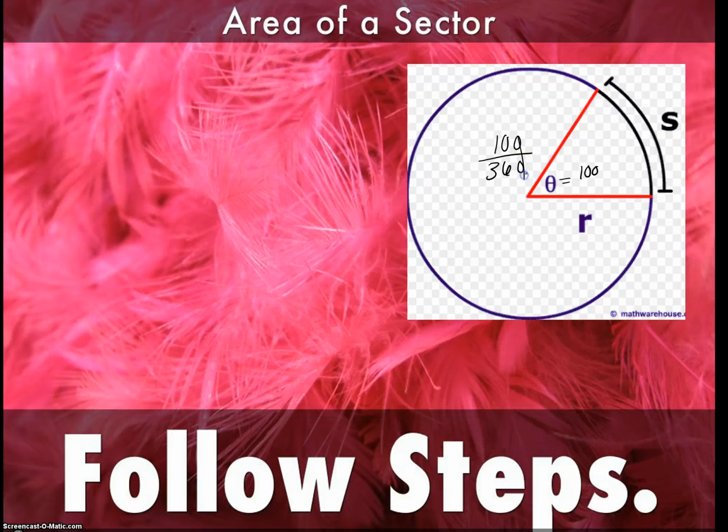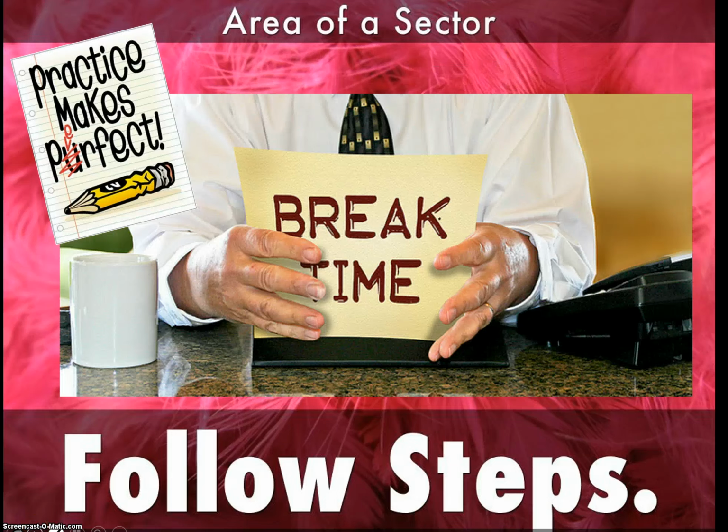So if they gave you like 100, that means it's 100 degrees out of the entire circle. 100 over 360, which reduces to 5 over 18. That's what you would use for your fractional part, multiplied by the area. They give you more numbers than that, but that's what that means. When you find that on your MCA, that's what to look for.